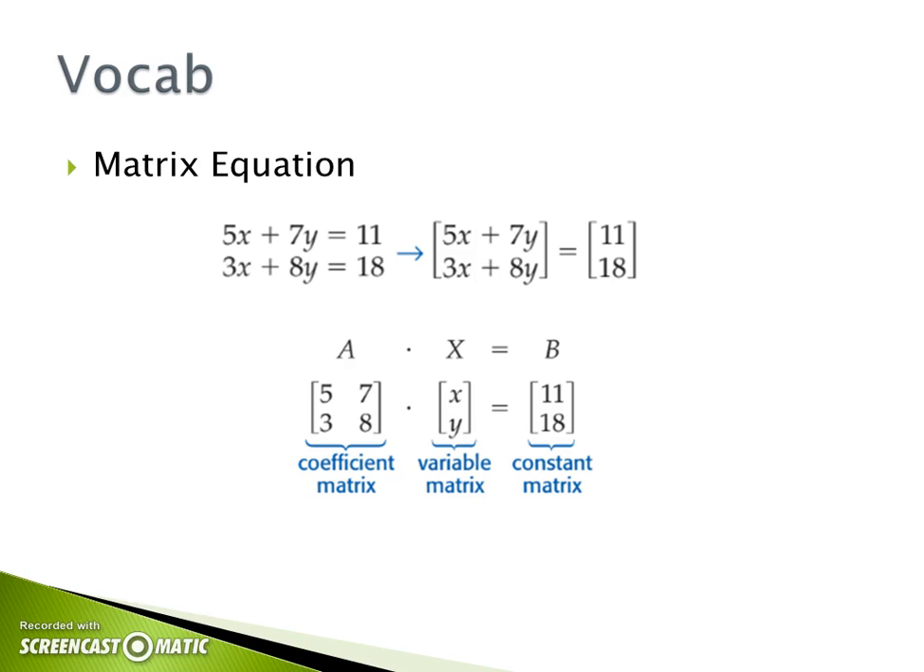Start with some vocab. A matrix equation splits up the left side of our equation and the right side of our equation. And then it splits it up even further and separates the coefficients from the variables, and that always equals our constant matrix. So we have a coefficient matrix, a variable matrix, and a constant matrix. We multiply the coefficient and variable and it equals the constant.